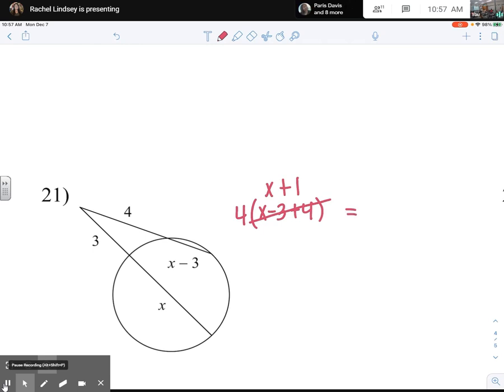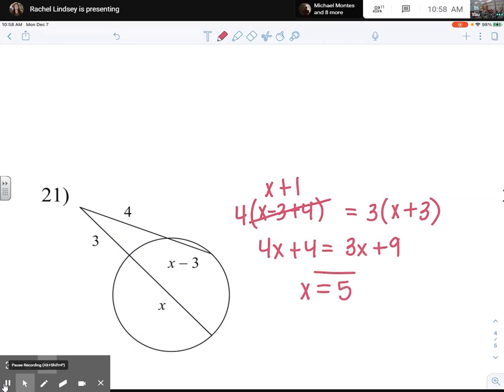And then on the bottom one, I have 3 as the outside. And then the whole thing is x plus the part that's 3. So 4 times x, 4 times 1, 3 times x, 3 times 3. Ain't no 21 anymore. So subtract 3x, you'll get x. Subtract 4, what's 9 minus 4? 5.